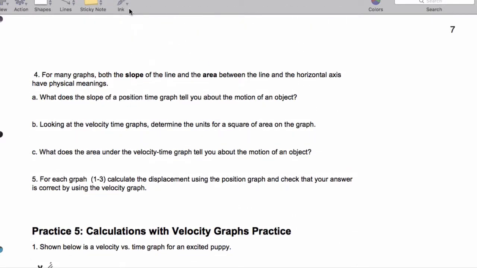So what does the slope of a position graph tell you about the motion of the object? It tells you the velocity. Now, when we look at the velocity graphs, the units of the rise are centimeters, the units of the run are seconds. So the units end up being centimeters per second or meters per second. The area under the velocity time graph, we actually did that in class using the buggies. And what we concluded is that it tells us the displacement, or how far it went.